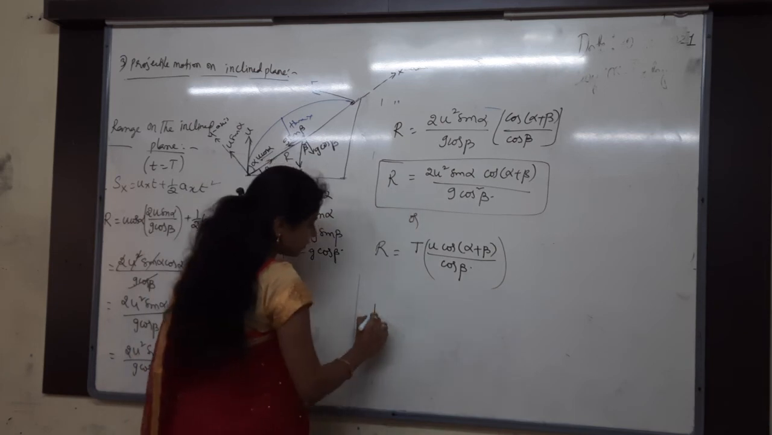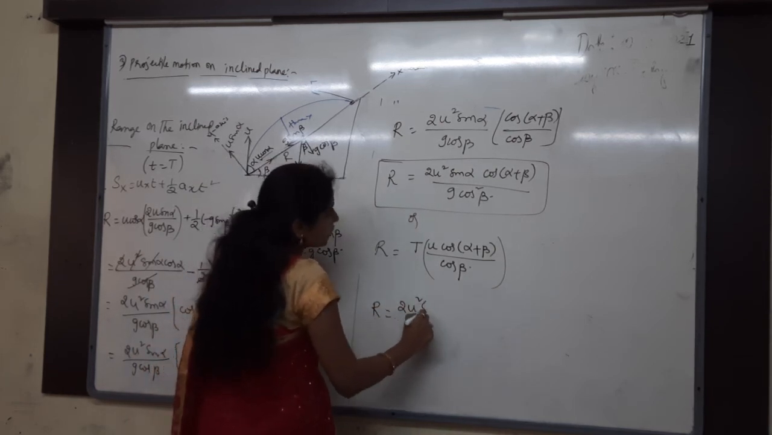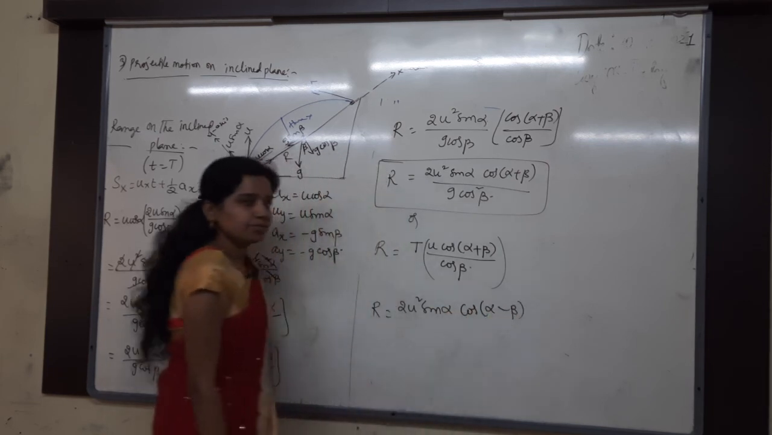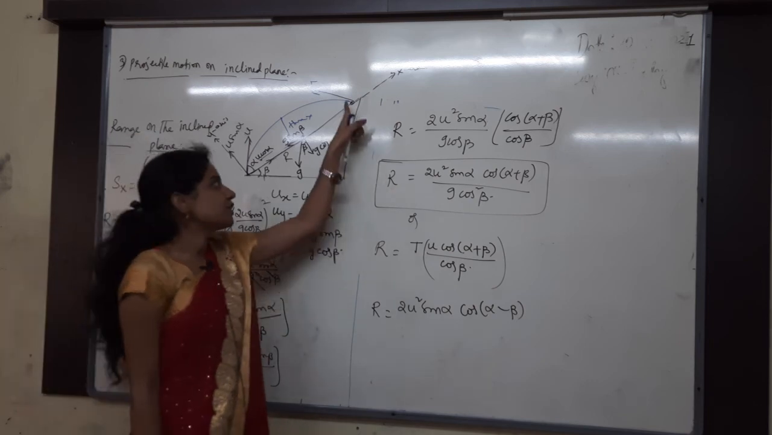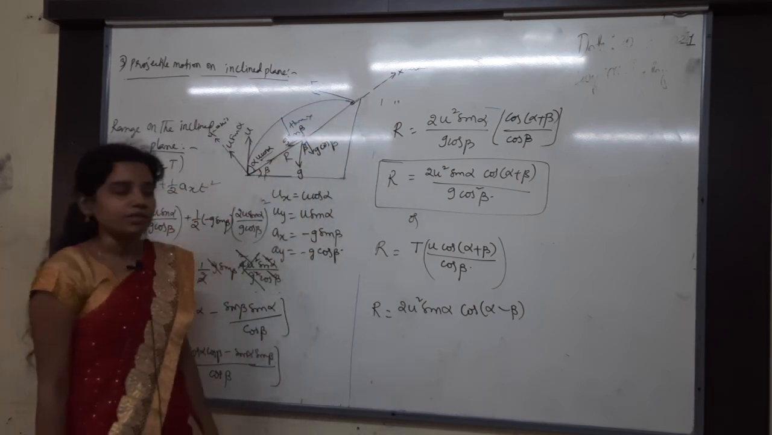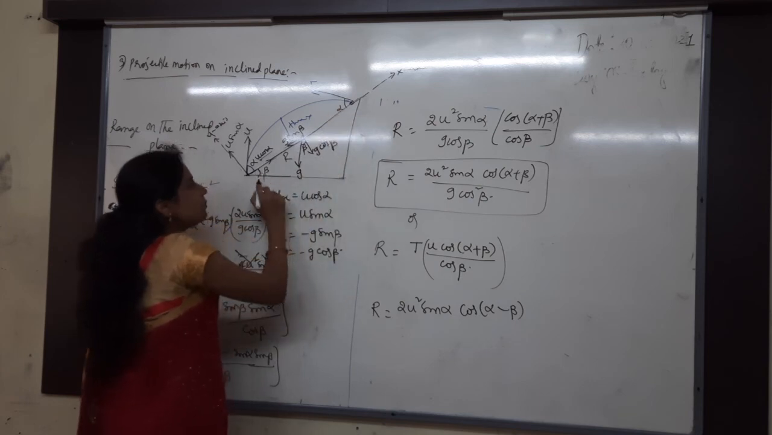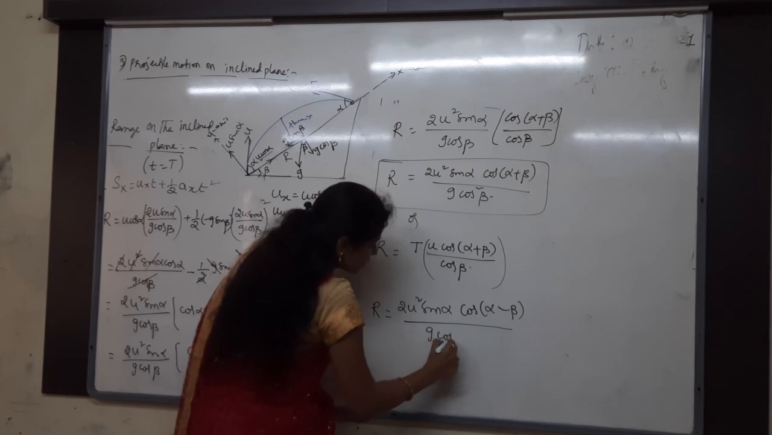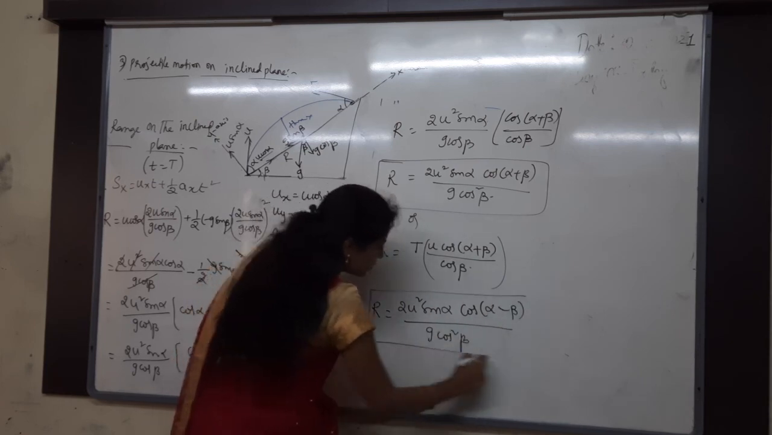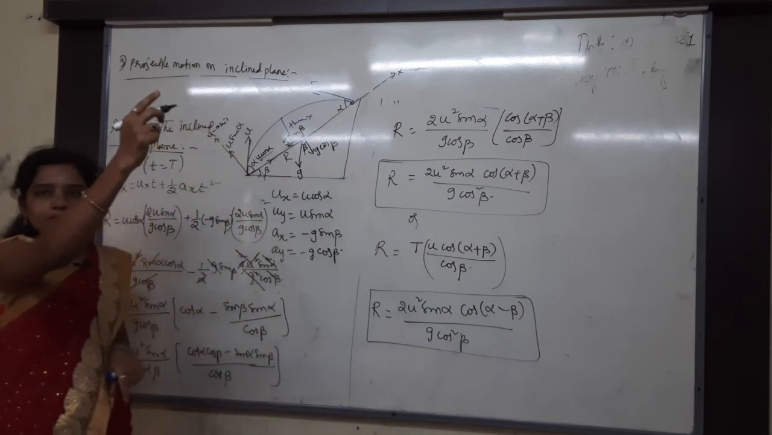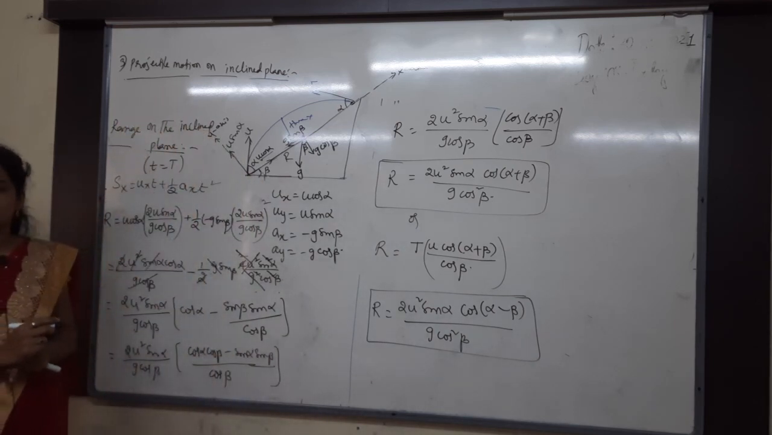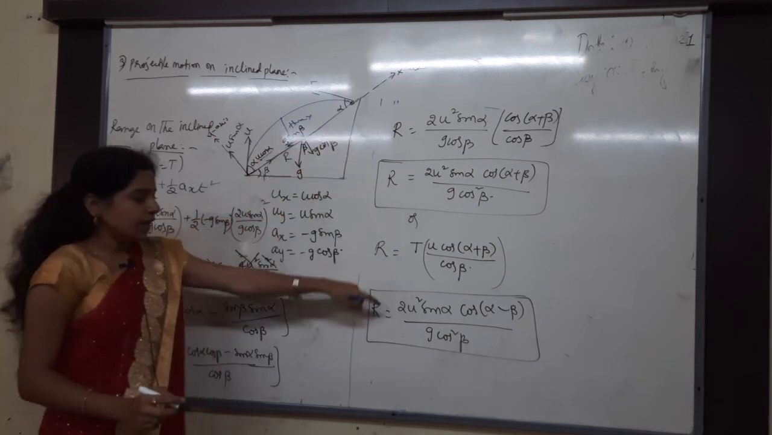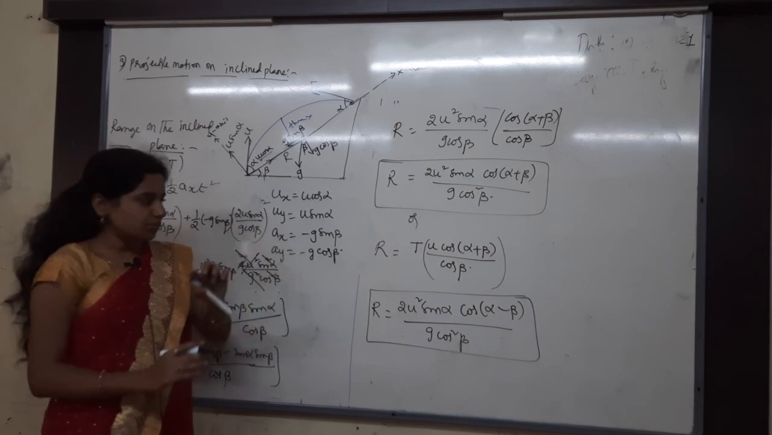The range formula will be what? R is equal to 2u square sin alpha cos(alpha minus beta). Alpha minus beta you have to take. Why? Because we are projecting in which direction? Opposite direction. Here alpha is there, but here beta is there, so they will get subtracted, divided by g cos square beta. This is whenever we are projecting from the top of the inclined plane to the bottom of the inclined plane. Down to top we measure everywhere, and then this one is top to bottom again. This is not much important.